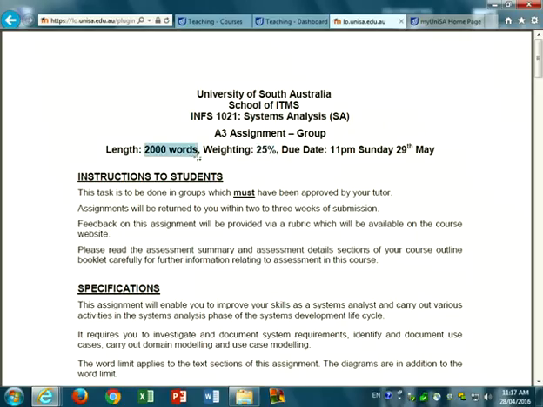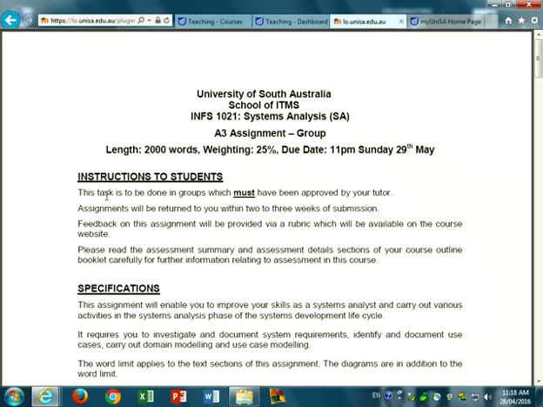Now it says 2,000 words, but it's kind of a little bit irrelevant in this assignment because you do have to do quite a number of diagrams. So although it says 2,000 words, it's a total of 2,000 words plus a whole bunch of diagrams. Is that 2,000 words per person? No. Okay. So it's 2,000 words in terms of the words that need to go in the assignment, but there are quite a number of diagrams you have to do. So it's 2,000 plus all the diagrams for the whole group.